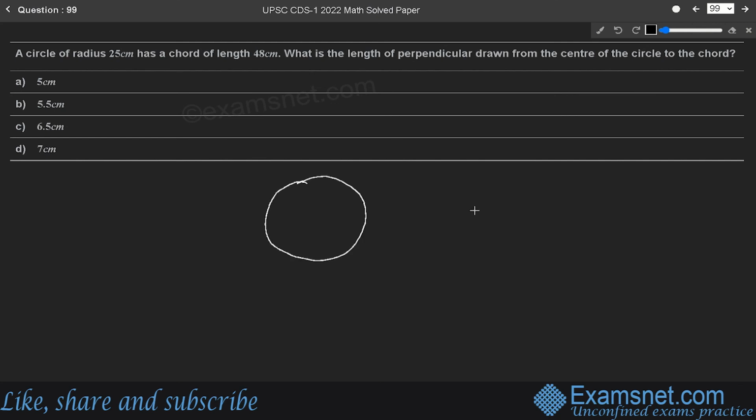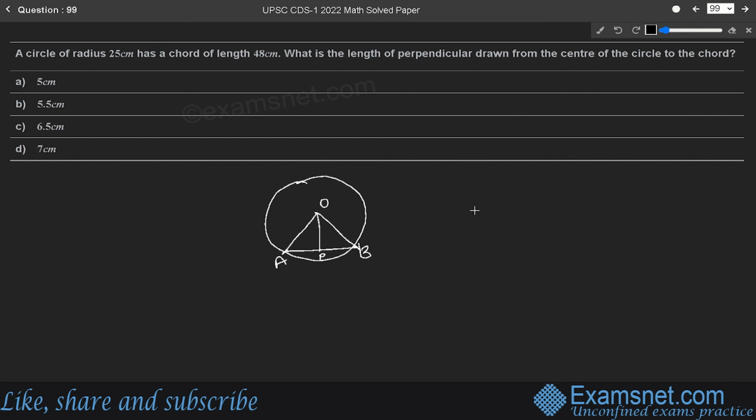Let this be the circle. This is just a rough diagram to make you understand. According to the given question, this is the required diagram. Now let us name this A, B, O and P.